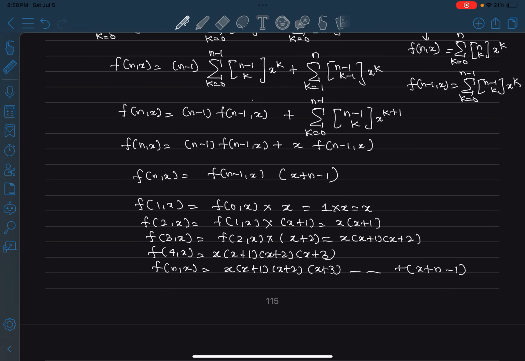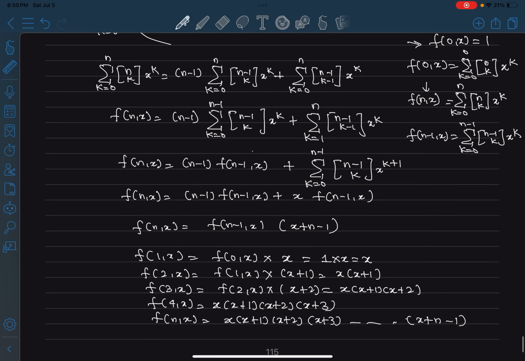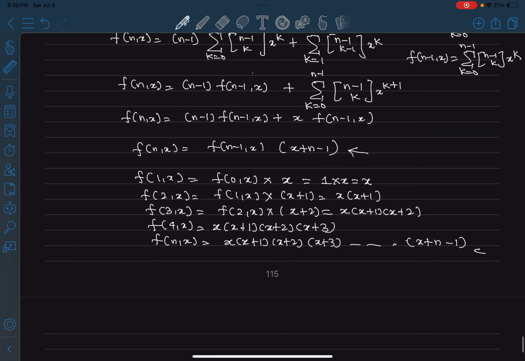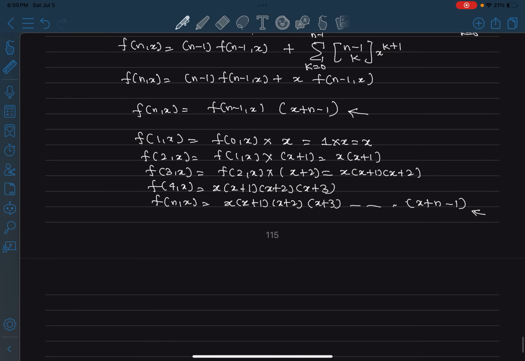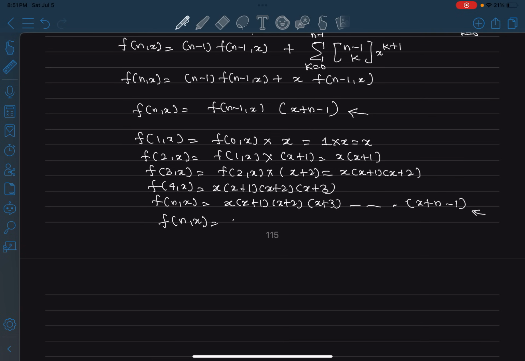Okay, this is actually a product, not an integral. So that's the pattern. You can prove this using induction, right? Because after you have this base case and this recurrence, using induction you can prove that this is the correct formula. There are n terms over here, so this is defined as the rising factorial, and that's the answer, right?